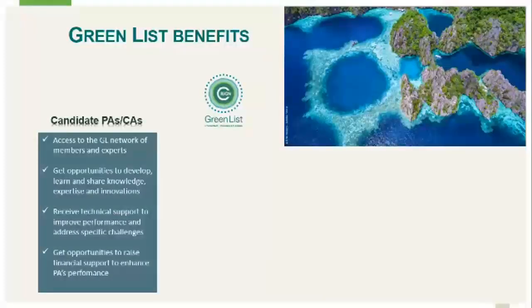What are the benefits of the Green List? Let's look at three scenarios. The first scenario is candidate areas, so areas that are involved in self-assessing their performance against the Green List standard, but are still in the process of doing it. At that stage, they can already access the Green List network of all the other areas and experts involved in the same system, and therefore benefit from their lessons learned and the successful solutions that might have been applied in other areas in the world, and that could be replicated in their own area if that works. And they can obviously receive technical support to improve their performance and to finally meet the Green List criteria.